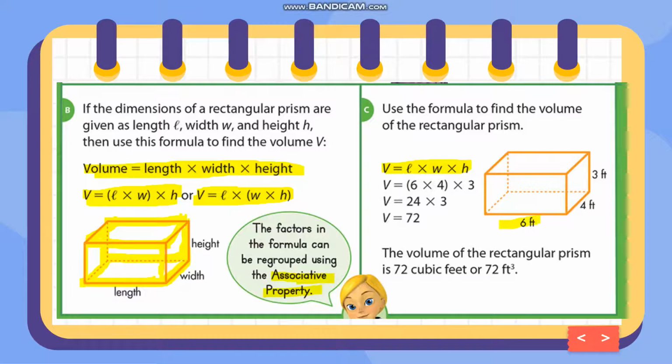So your length is equivalent to 6 feet, multiplied by your width, which is 4 feet, and multiplied by your height, which is 3 feet. If I'm going to use the associative property, I'm going to regroup 6 and 4 first. So 6 times 4 is 24 before I multiply by 3. 24 multiplied by 3 is equivalent to 72. The unit that we use here is feet. That's why the final answer is 72 cubic feet or 72 feet to the third power.